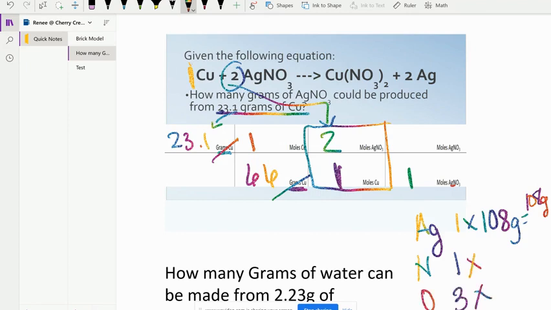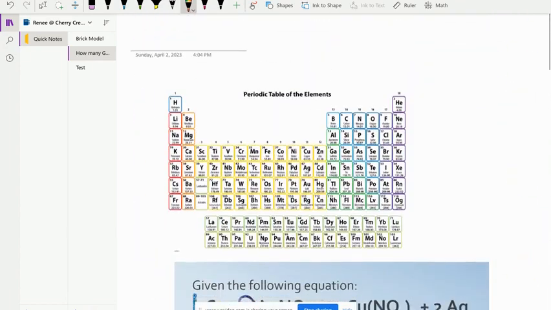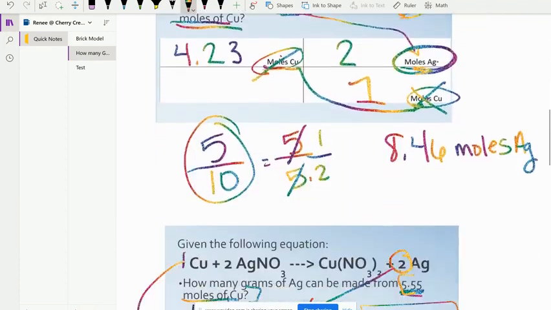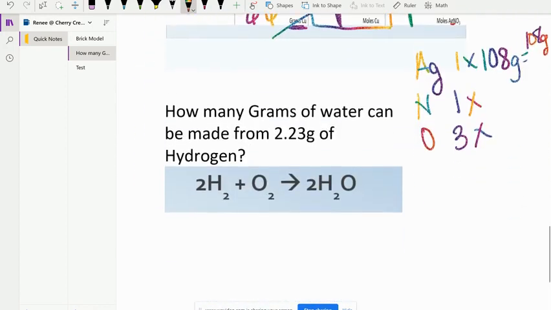So let's just cruise on up to my periodic table. And I can see that nitrogen right here has a mass of 14 if I round to the nearest whole number. And oxygen right next to it has a mass of 16. So nitrogen, I have 1 of them times 14 grams. 1 times 14 is 14. Oxygen, I have 3 times 16 grams, which is 48 grams. And then I'm just going to add all of those up together.